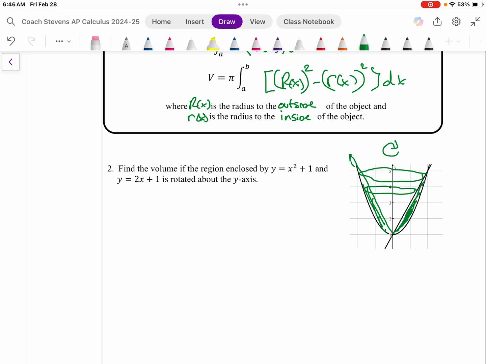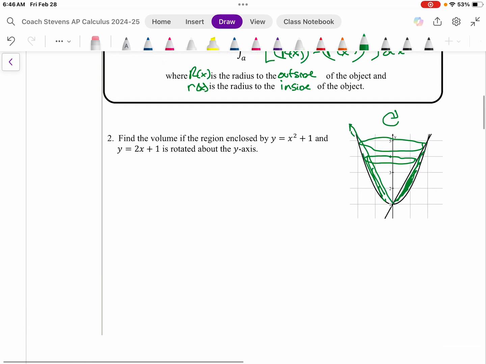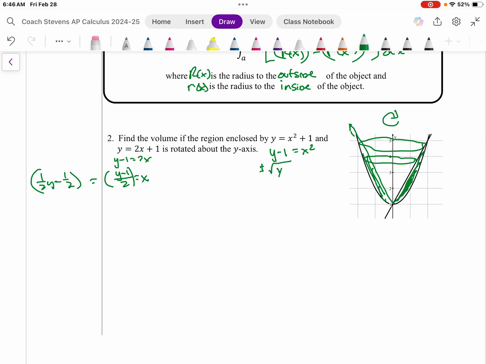I'm going to use this dead space up at the top here. So I'll say y minus 1 equals 2x, and then y minus 1 over 2 equals x. And if you'd rather have that as 1/2 y minus 1/2, you're fine; that's whatever you want to do. I'm going to use the one on the right-hand side. Next one, I bring the 1 over, so y minus 1 equals x squared. Take the square root of both sides: I get plus or minus the square root of y minus 1.